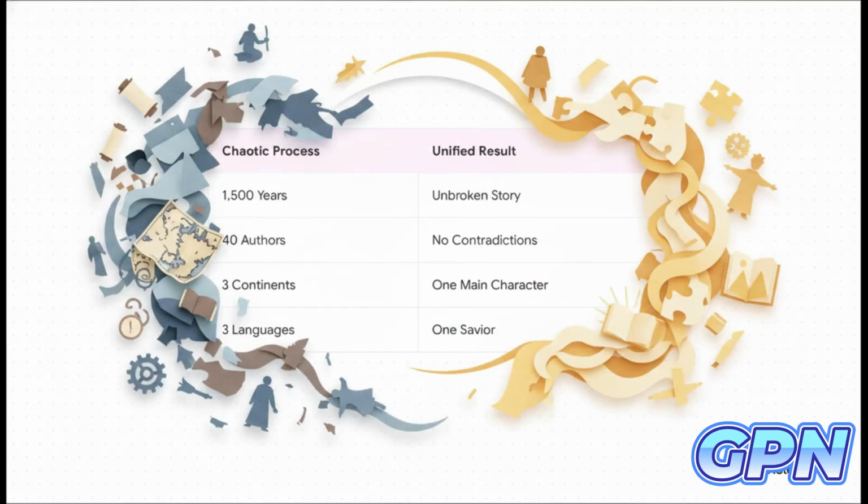Look at the contrast here. On the one hand, you have the chaotic process, a millennium and a half, dozens of wildly different authors, continents apart. By every law of human literature, this should be a totally contradictory pile of random fragments. Yet look at the unified result presented by the books. It's a seamless, unbroken narrative that steadily builds this overarching story of rescue.